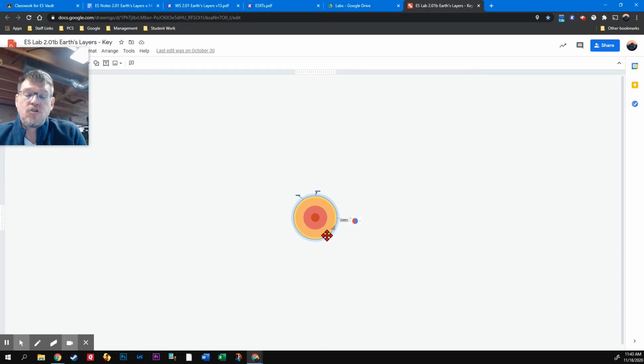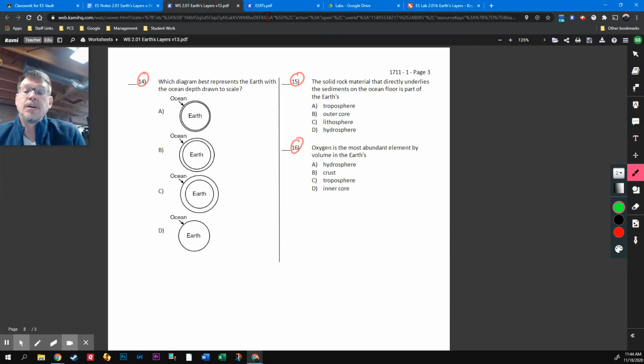The hydrosphere is so thin that on our model, we can't even put it on. When you do the math during the questions on the lab, it actually rounds down to 0. We can't put it on the model because we can't make something small enough to fit. So the oceans are super thin compared to the rest of the Earth. Which of these diagrams would be the best? It would be the one at the bottom, answer D, because you really can't even show the oceans on this scale.